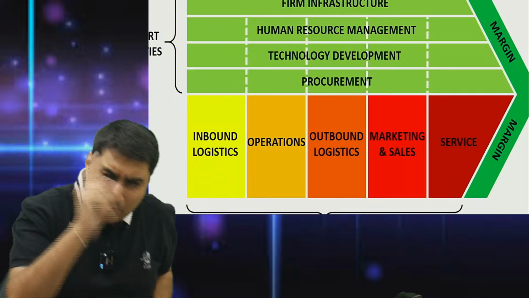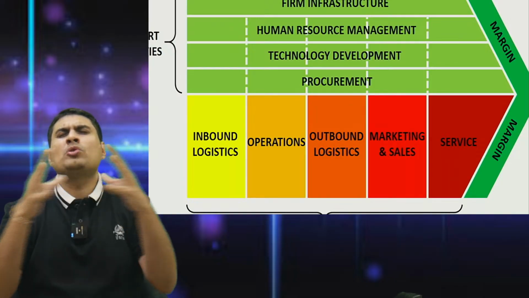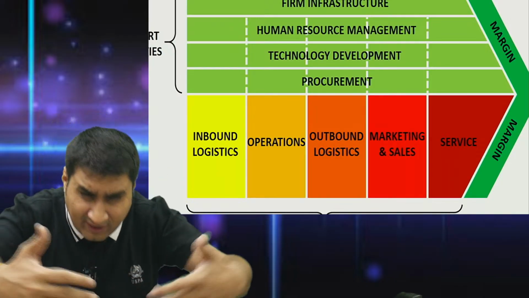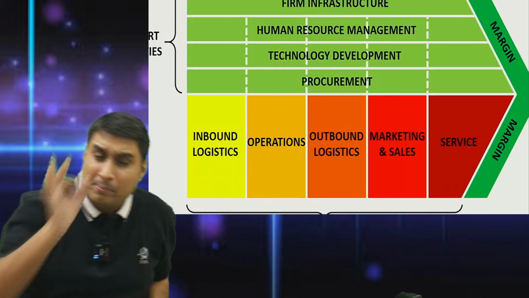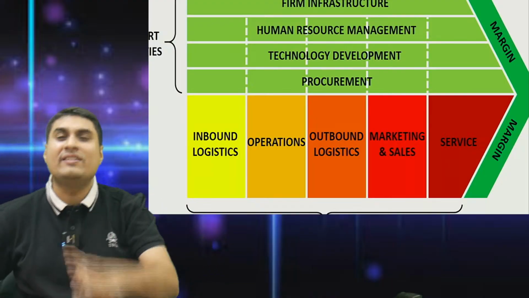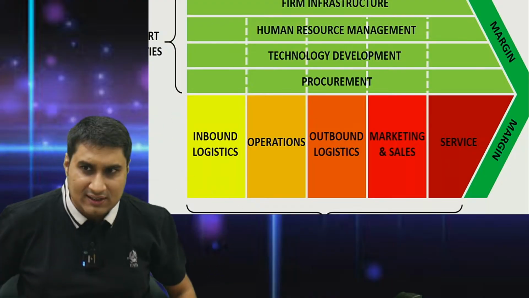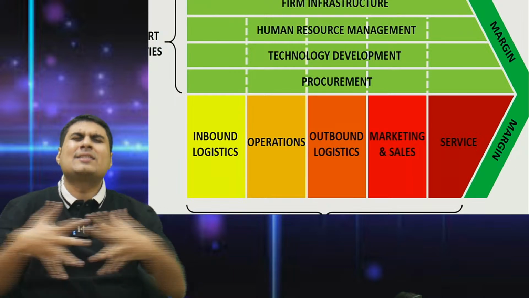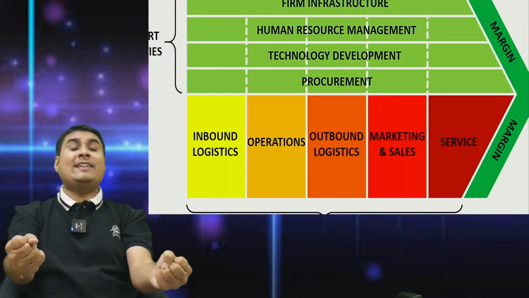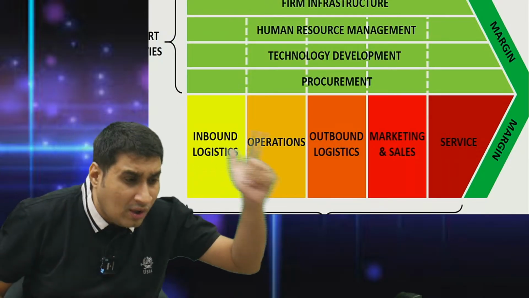Three things: inbound logistics, converting RM into FG. RM into FG is operation. Then FG ready, I need to deliver, outbound logistics. For delivering, marketing is needed. After marketing, don't run away, after sales service is there. These are primary activities. One more time: inbound logistics, operation, outbound logistics. To do that, I need marketing, and after marketing, I need to do after sales also.